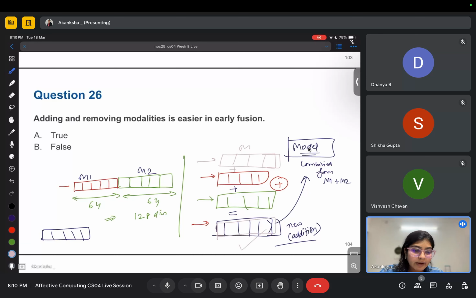In this case it's fine, but in concatenation the model is already trained on something which is 128 dimensional. Now if you want to concatenate, it will be 64 into 3, meaning you added another 64 to the 128. So this is 192 dimensional, but the model needs 128 dimensional as input, so you cannot add another modality in this case.